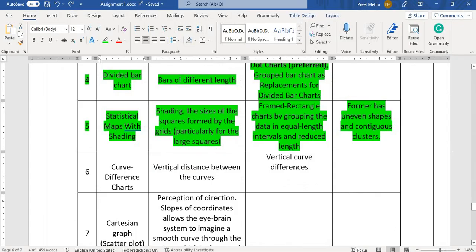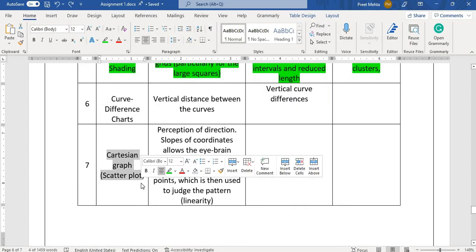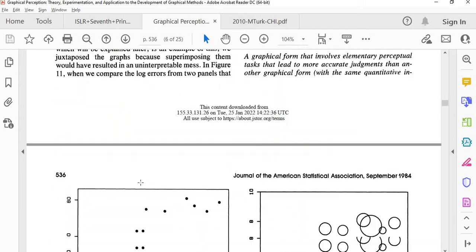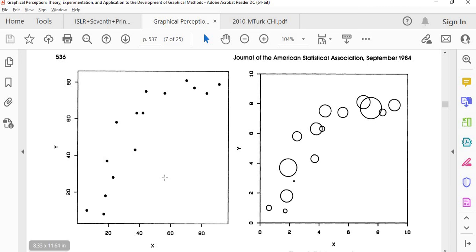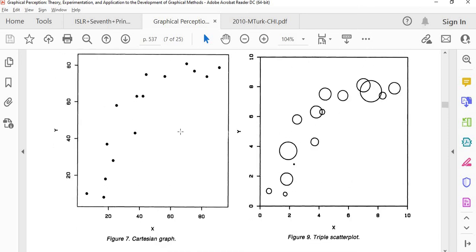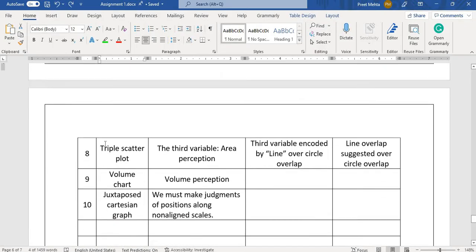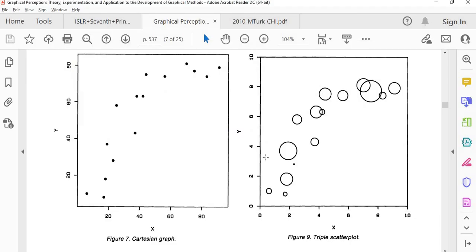right? Then the next is the Cartesian graph, the scatter plot. We generally call it scatter plot, but in this research paper they have called it Cartesian graph. The next is the triple scatter plot. This is also a kind of scatter plot, but the third dimension is the area of the circle, right? So the third dimension also represents something.